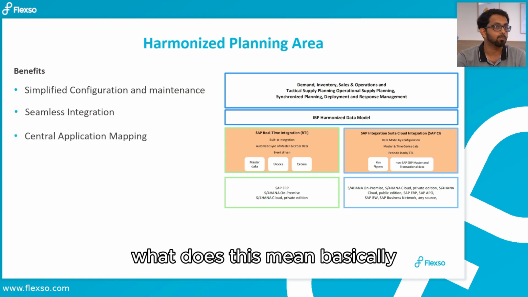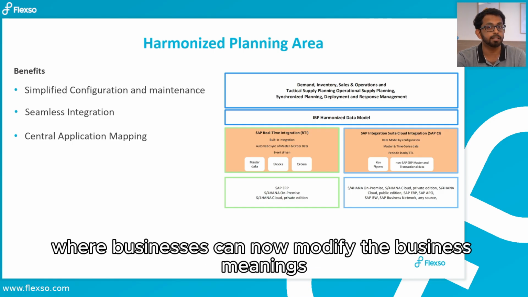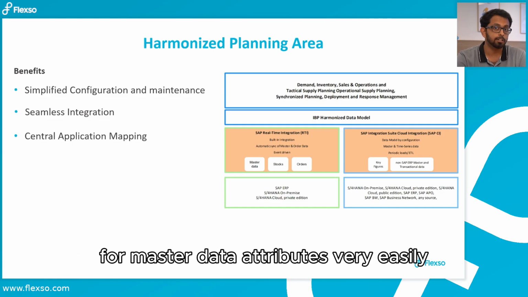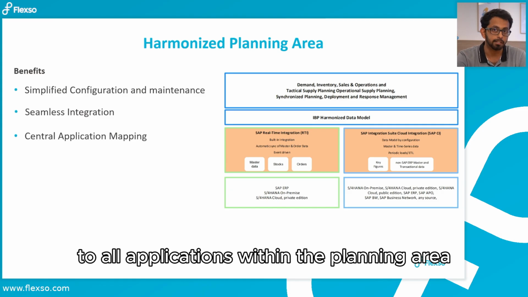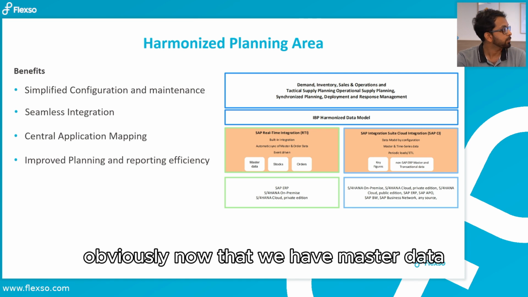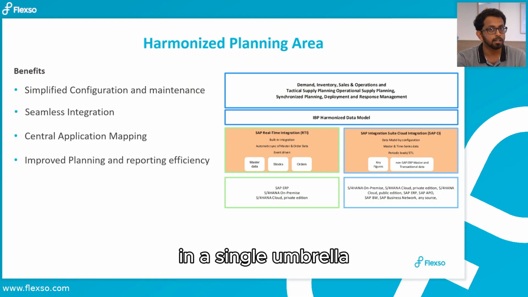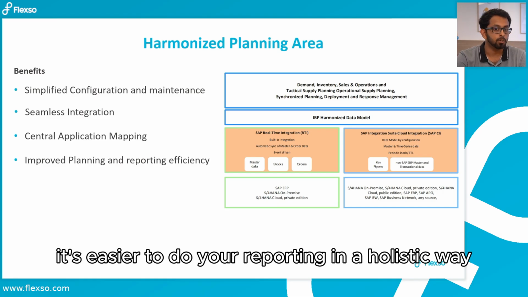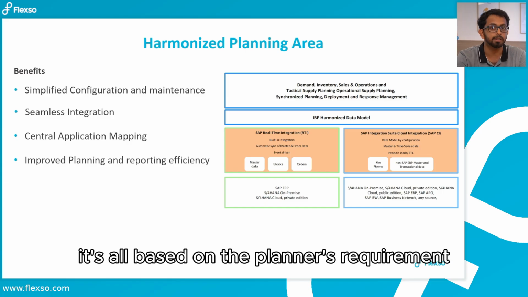Central application mapping, what does this mean? Basically, now we have a central space where businesses can modify the business meanings for master data attributes very easily from one single space for all applications within the planning area. Improved planning and reporting efficiency. Obviously, now that we have master data and all transactional data of all business processes under a single umbrella, it's easier to do your reporting in a holistic way as well as a detailed way. It's all based on the planner's requirement.